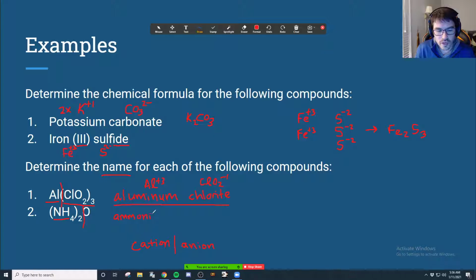one of the only positively charged polyatomic ions, and then oxygen, the name of this is going to be oxide. Remember that if it's just the element, you get that suffix of IDE, okay? So ammonium oxide would be the name of this compound here, all right?